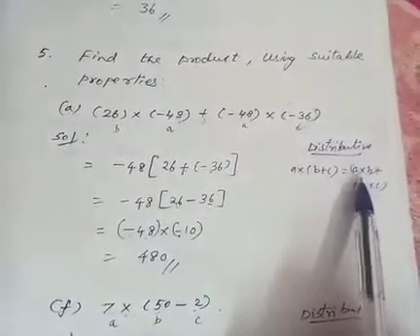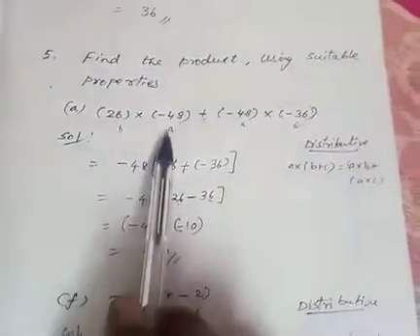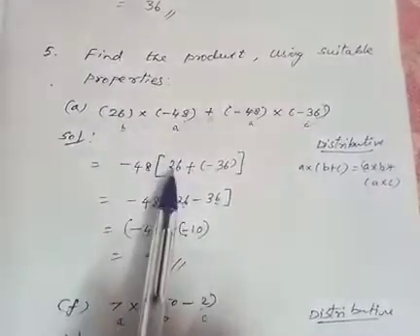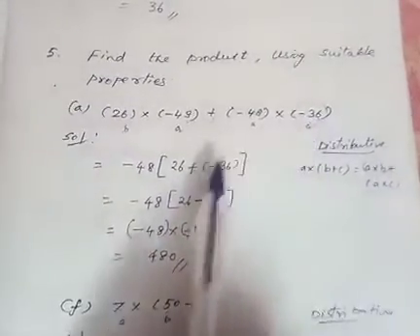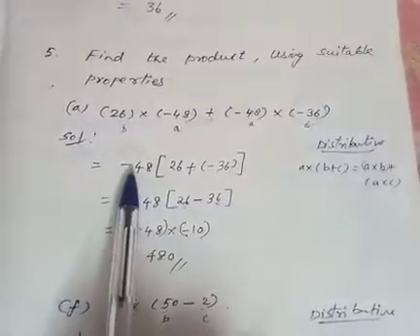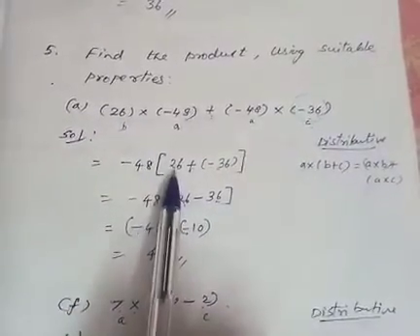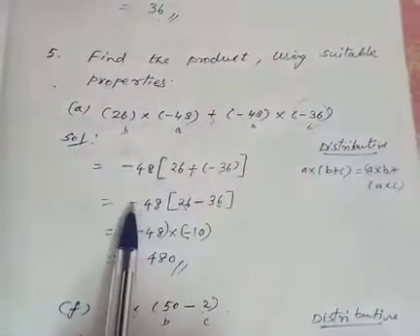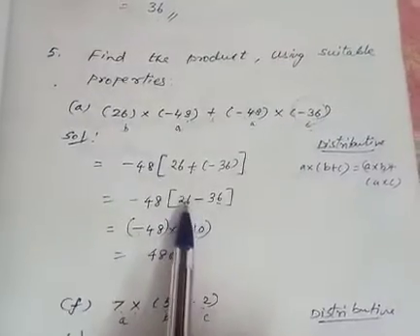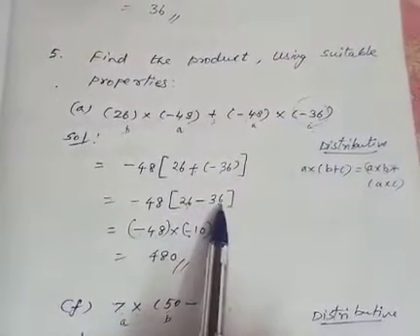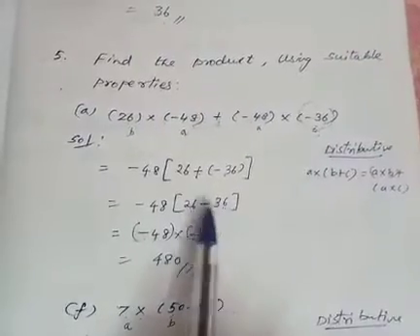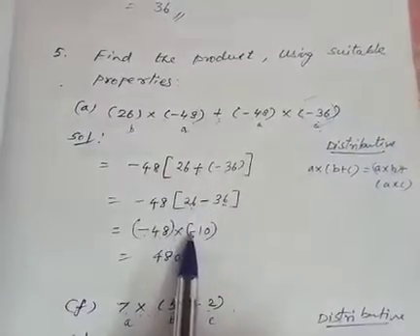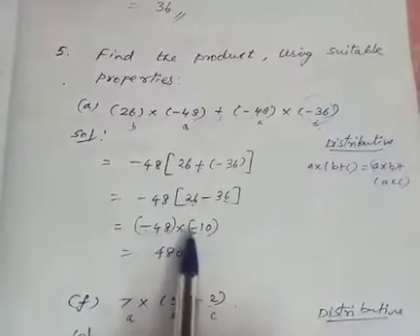Using this distributive property over addition, here A value is minus 48, B value is 26, and C value is minus 36. The next step, minus 48 into (26 plus minus 36). The next, minus 48 into (26 minus 36). Different signs, we have to subtract the smallest number from the biggest number. So 36 minus 26 is 10. The biggest number is negative, so minus 10. So minus 48 into minus 10.